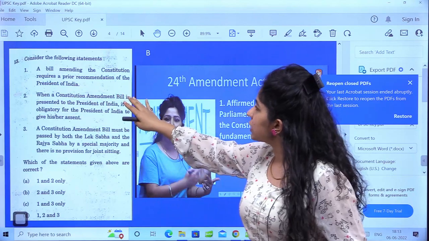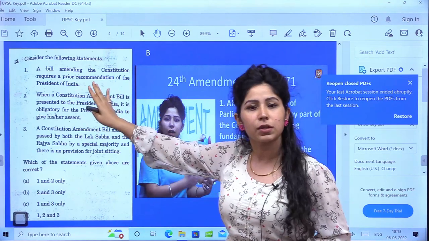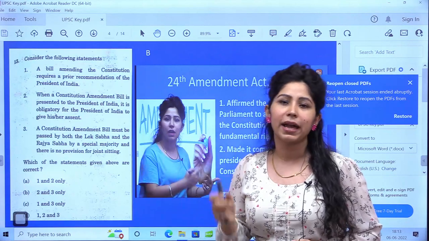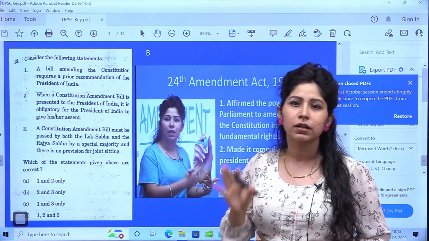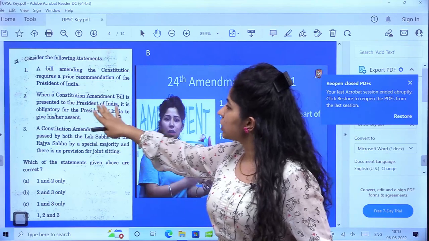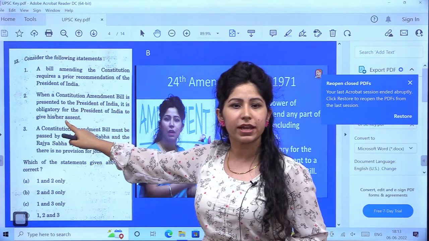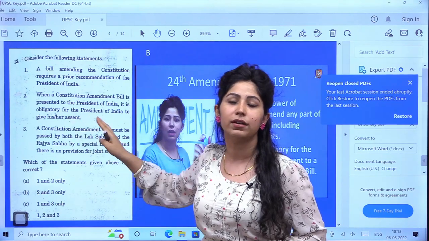A bill amending the constitution requires a prior recommendation of the President of India. This is your basic polity knowledge, which is taught by our faculty in their normal polity classes. When a constitution amendment bill is presented to the President of India, it is obligatory for the President to give his or her assent.